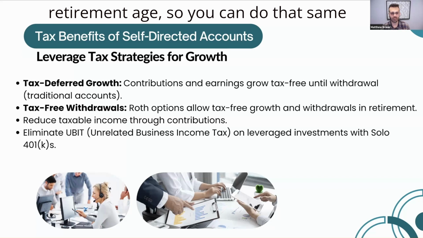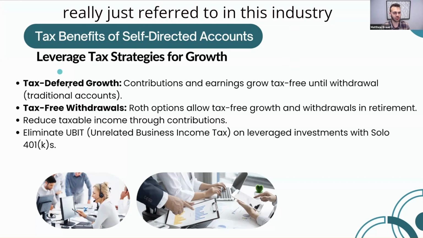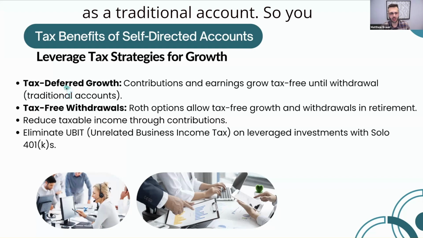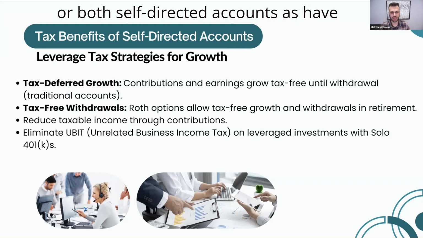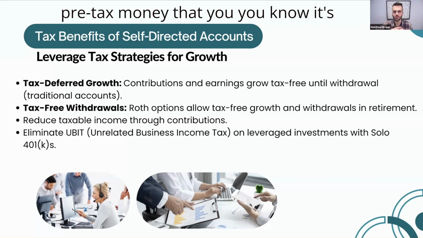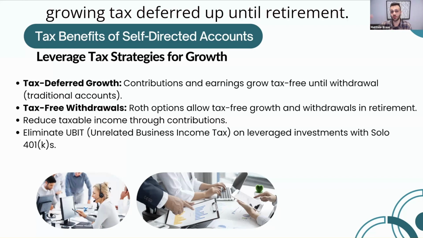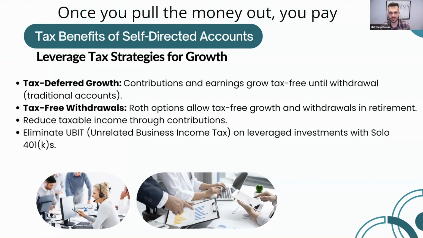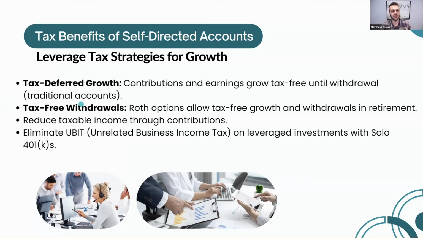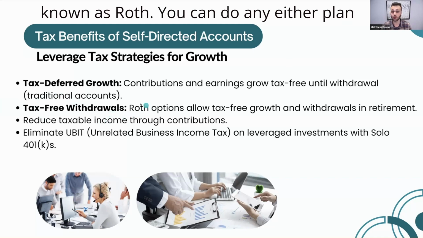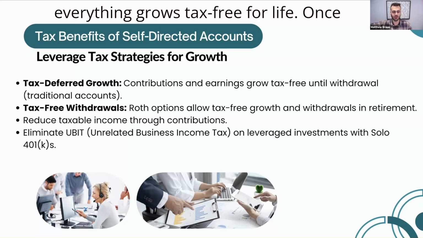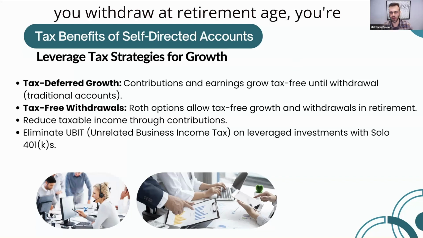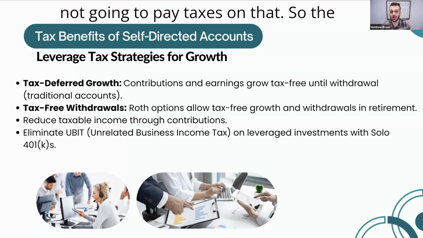So you can do that same type of tax deferred growth, really just referred to in this industry as a traditional account. You can do that inside of an EQRP vehicle or both self-directed accounts: have pre-tax money growing tax deferred up until retirement. Once you pull the money out, you pay taxes at that point. The tax-free option, more commonly known as Roth, you can do in either plan, the self-directed IRA or the EQRP 401k. You pay taxes now, and then everything grows tax-free for life. Once you withdraw at retirement age, you're not going to pay taxes on that.